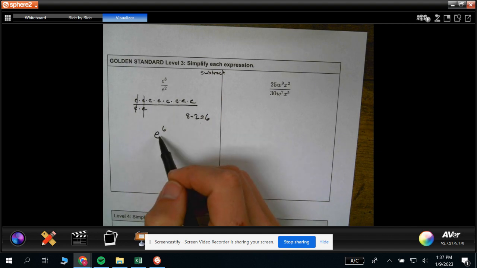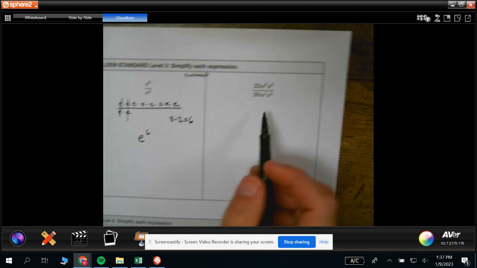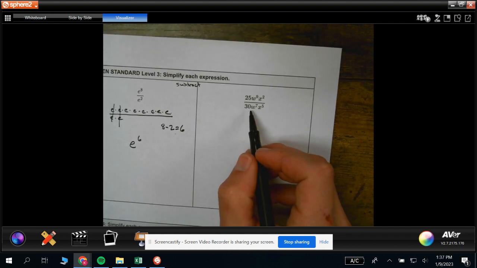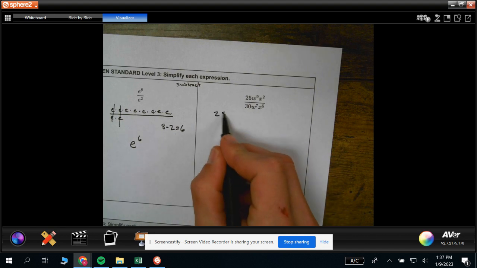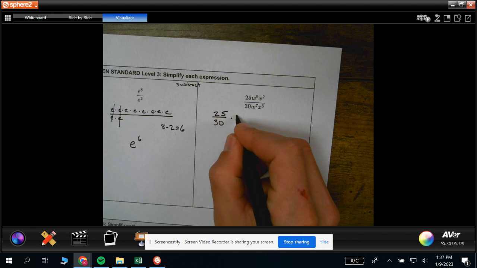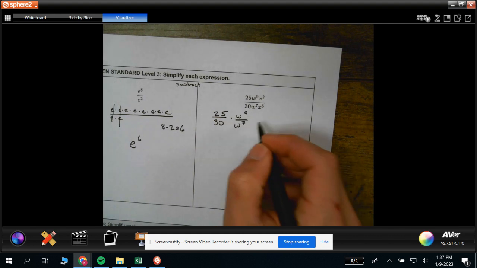We're left with 6. Now, for the second one, a little more complicated. I'm going to approach this like 3 different fractions being multiplied. First fraction is my coefficients, 25 over 30. My second fraction are my w's, w to the 9th power over w to the 7th.